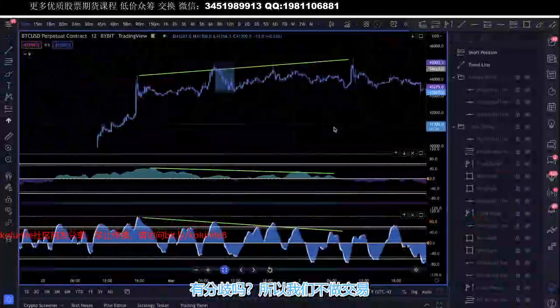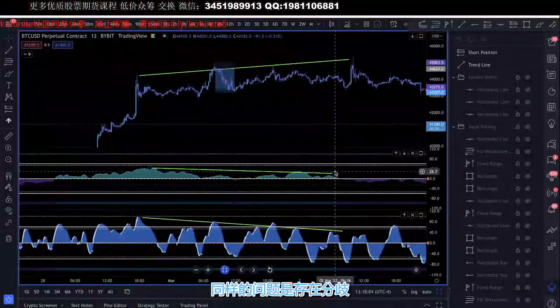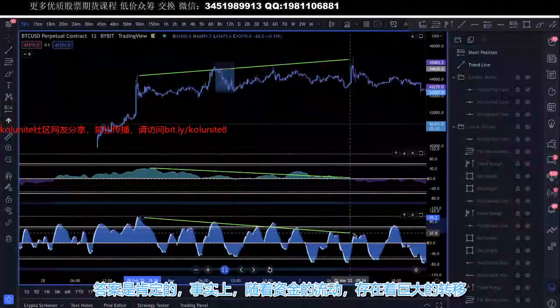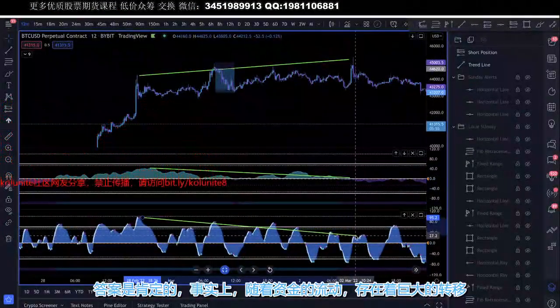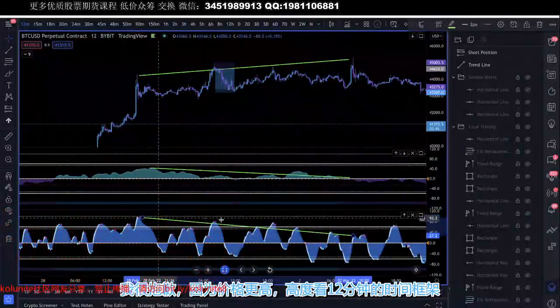So we don't enter a trade. But the next time we come up to make a high, now we ask ourselves the same question. Is there a divergence? The answer is yes. In fact, there's a massive divergence as the money flow, as the price is making a higher high. Look at the 12-minute time frame over time.